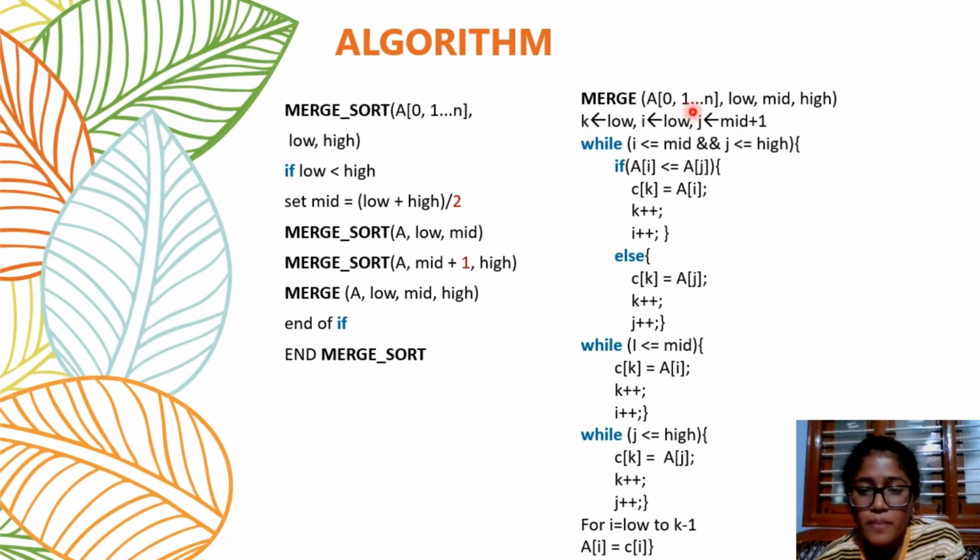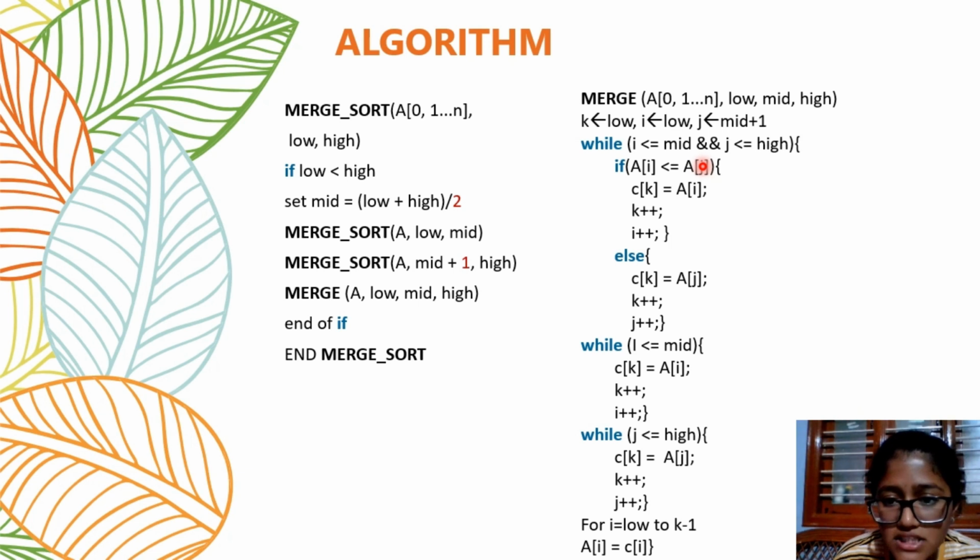Here it has four parameters, that is the array, low, mid, and high. We would initialize k and i as the low index position, and j as the mid plus 1 index position, while the ith position is lesser than or equal to the mid position, and the jth position in the unsorted array is lesser than or equal to the high index position. We check if a of i is lesser than a of j, that is, we are checking the contents of a of i and a of j.